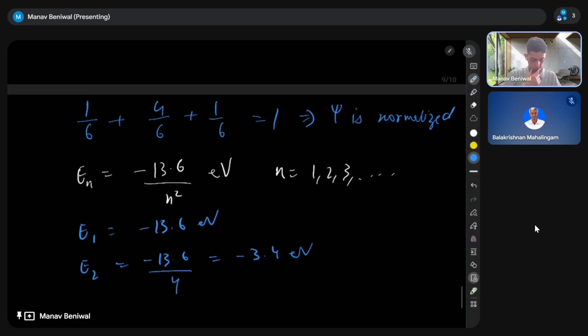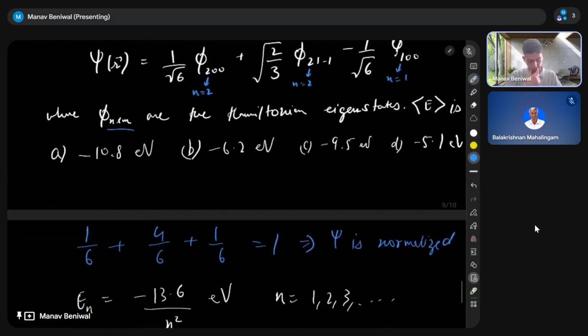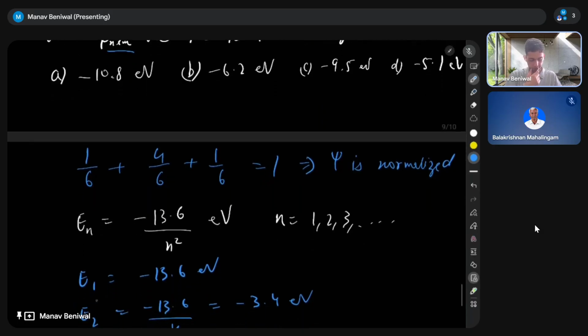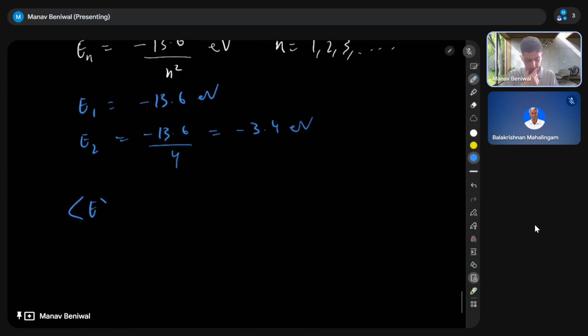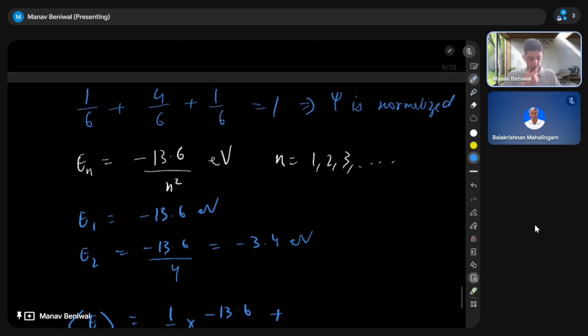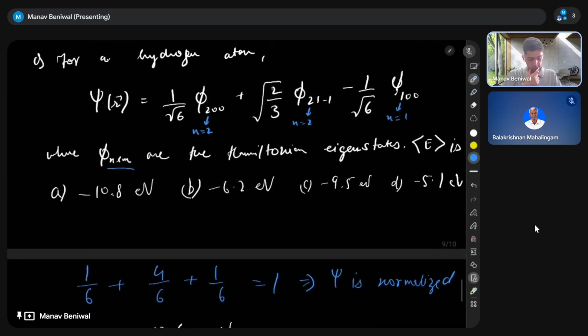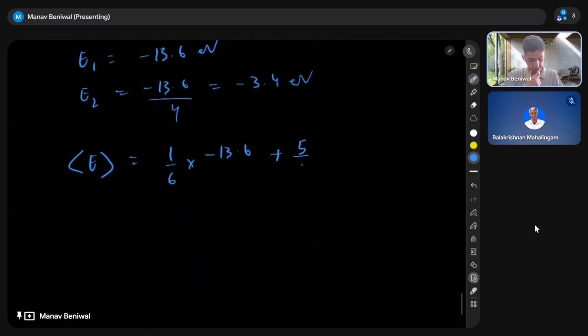Now this is the thing. For having this energy E1, probability is 1 by 6. Therefore the expectation value E, we can write as 1 by 6 times minus 13.6 plus, for n equals 2, here we have 4 by 6 and here we have 1 by 6, so total 5 by 6, so plus 5 by 6 into minus 3.4. So this is the expectation value of energy that we will get.